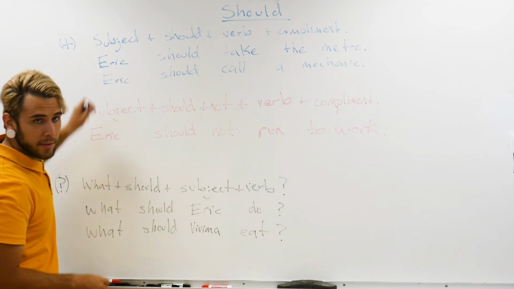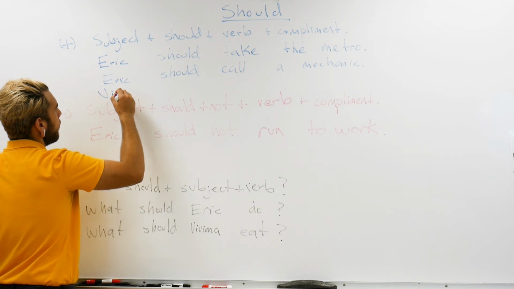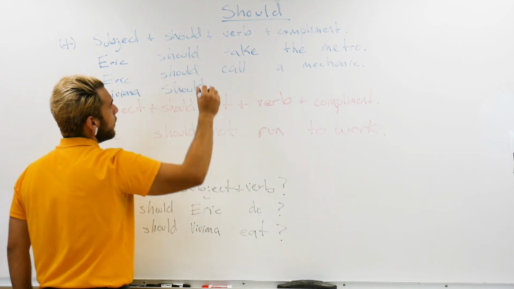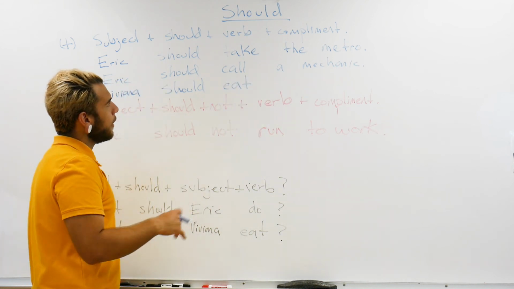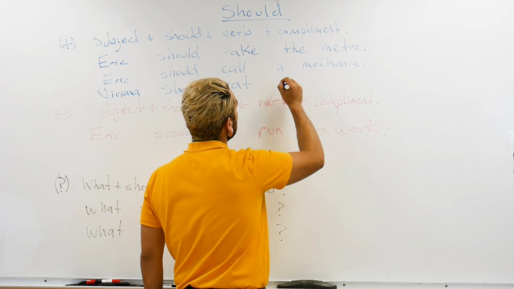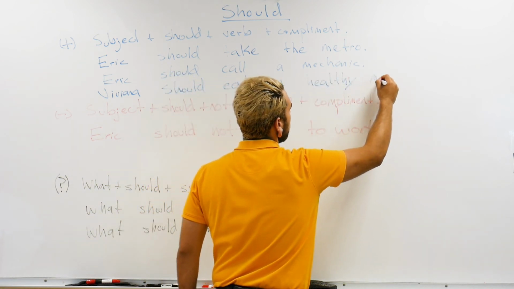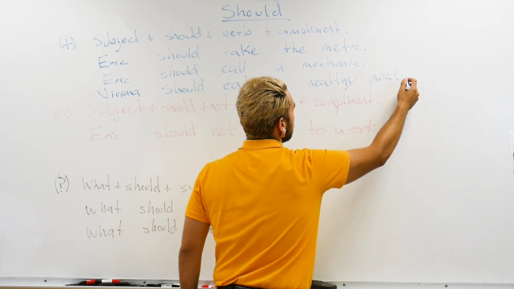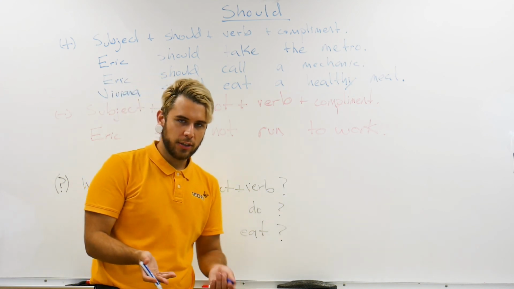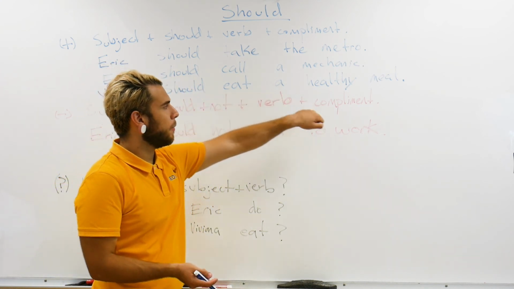We'll start off with the positive. Our subject is Viviana. Should. The verb is eat. And now a complement. So what should Viviana eat? Viviana should eat a healthy meal. Viviana should eat a healthy meal. That's a positive suggestion of what she should do, which is eat a healthy meal.